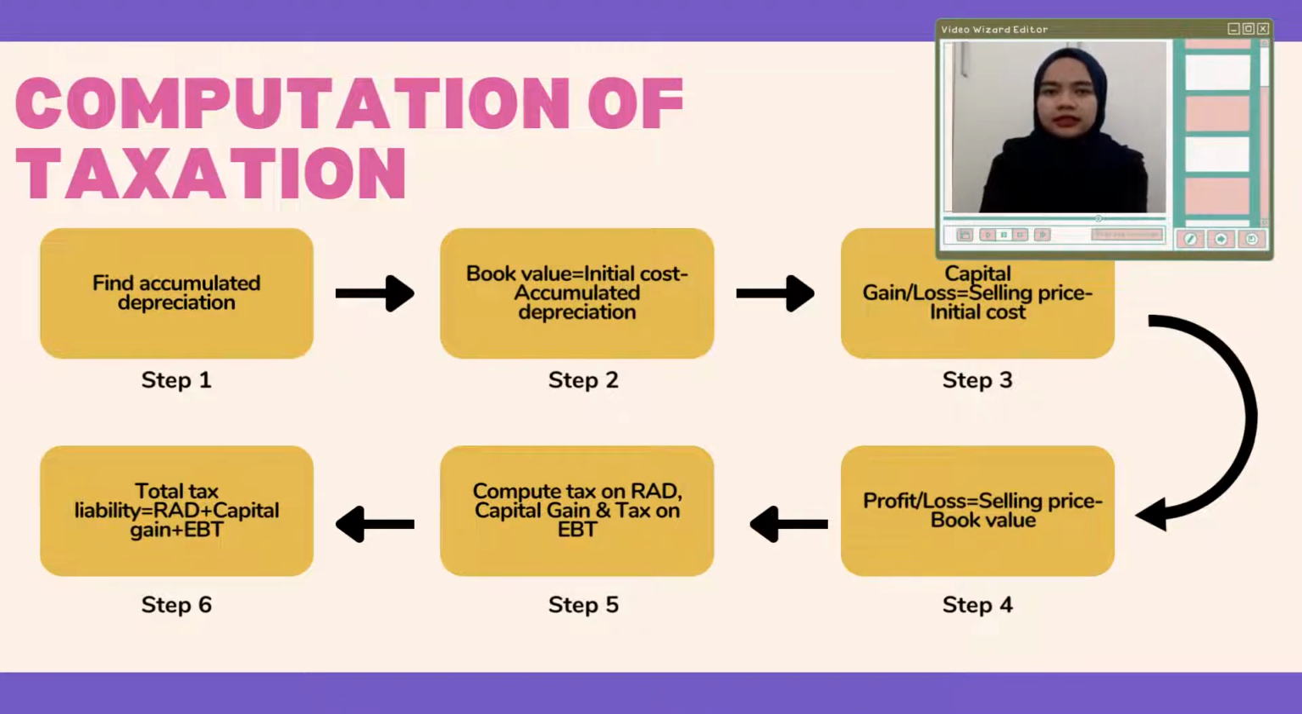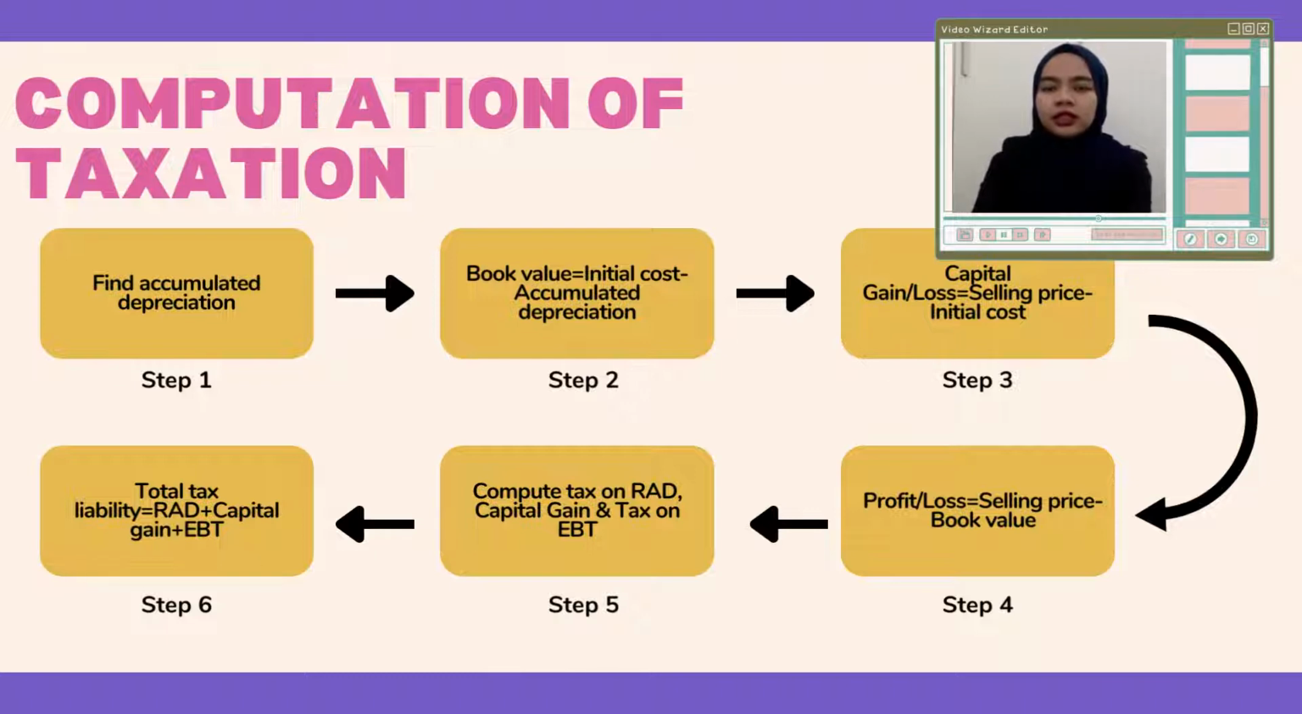There are 8 steps to compute the total tax liability. Step 1, find accumulated depreciation for how many years the asset has been used. To find accumulated depreciation, we have to use SLM. The formula of SLM is cost minus salvage value, divided by useful life, times used years. For step 2, we have to find the book value. The formula of book value is initial cost minus accumulated depreciation.